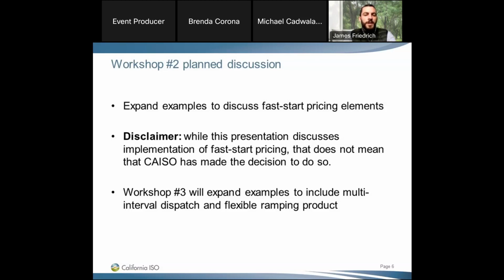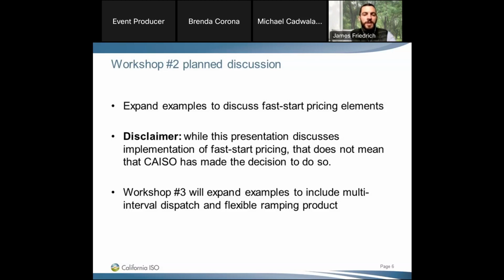The second bullet explains that while in this presentation we'll be discussing the implementation of fast start pricing, how it works, and the price formation mechanics associated with it, it does not mean that the CAISO has made the decision to do so. The purpose of these workshops is informational and educational, so that when we do begin the policy development for this initiative, stakeholders are up to speed on the price formation principles and mechanics that we're looking to achieve.